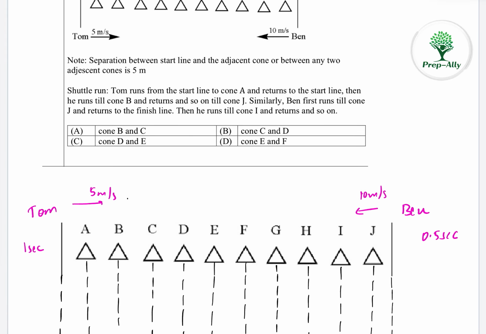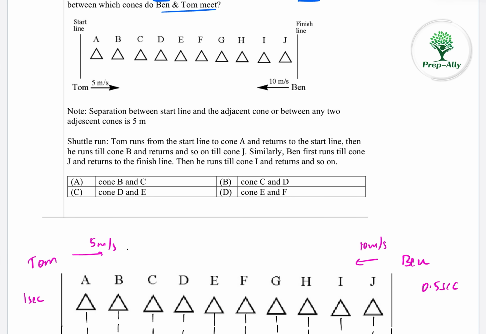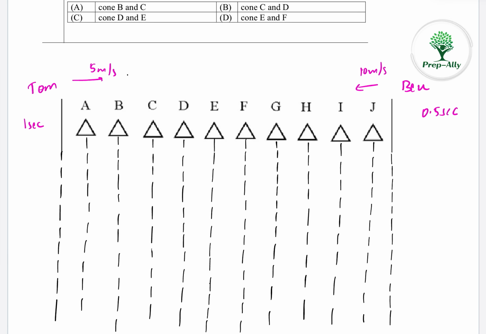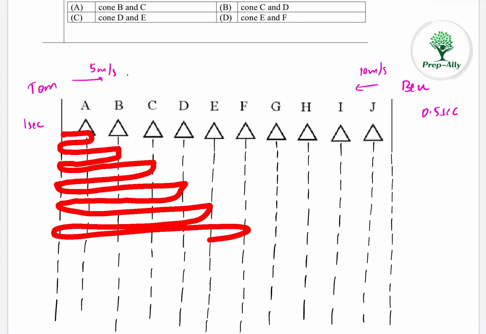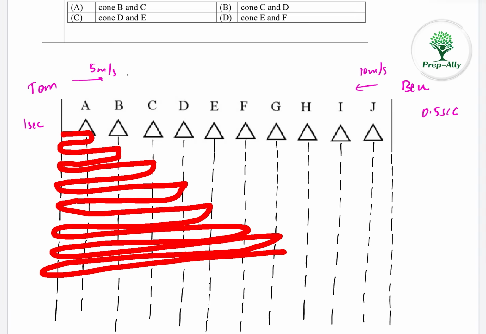Separation is 5. So what the question says is between start and cone A, between A and B, C and D, between any two cones, it is 5 meters. Now, what is shuttle run? For Tom, it will look like this. He'll run from the starting line to A, come back, run back to the starting line. He'll run to B, come back to the starting line, run to C, come back to the starting line, run to D, come back to the starting line. So on, he will go till the finish.